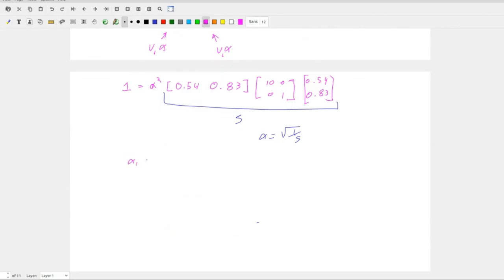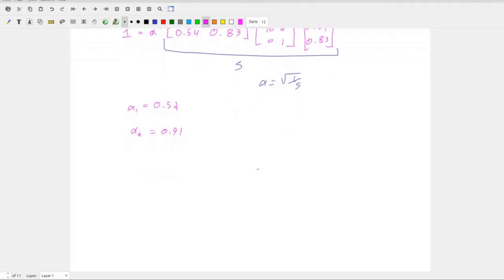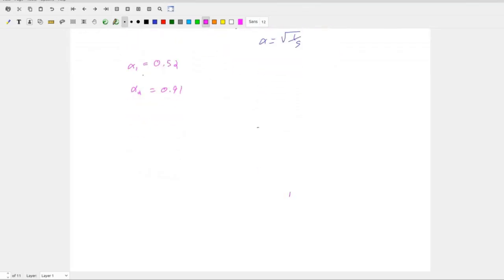Okay, so for alpha 1, I got 0.52. All right, so I do the exact same thing for alpha 2, but my vectors change, correct? My mass matrix stays the same, but my eigenvectors change. So alpha 2 is equal to 0.91. Right? And now we can just apply these to our eigenvectors, and we can build our modal matrix, right? So our modal matrix P is equal to our updated alpha values.